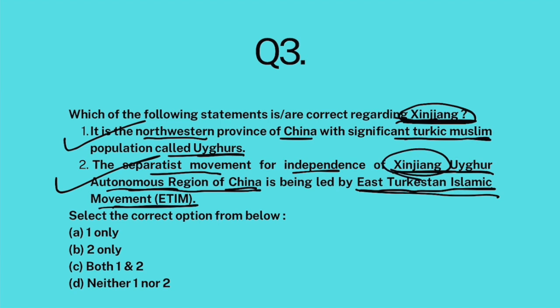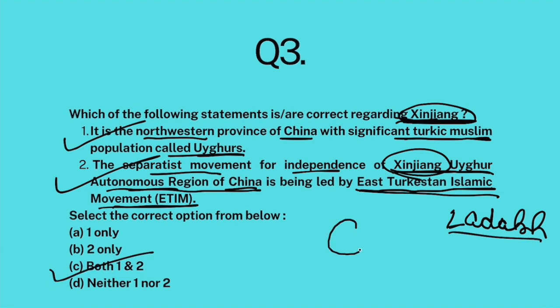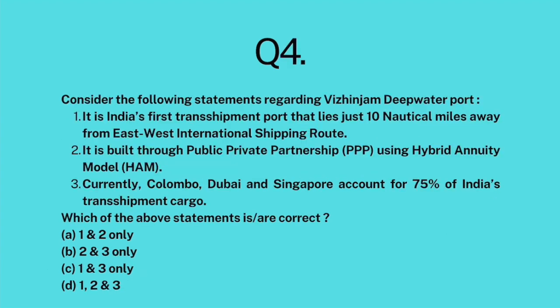By the way, Xinjiang shares its border with India's Ladakh. It shares its border with Pakistan's POK. It shares its border with Afghanistan, Turkmenistan, many Central Asian countries. Nonetheless, both these statements are correct. The answer is C.